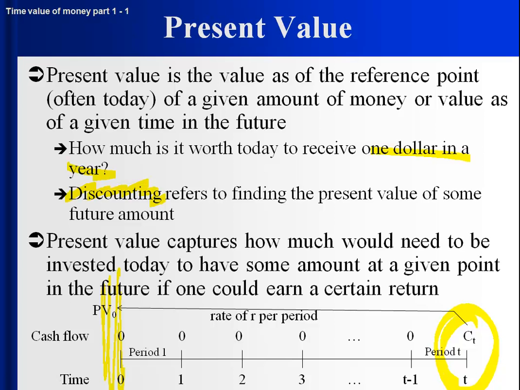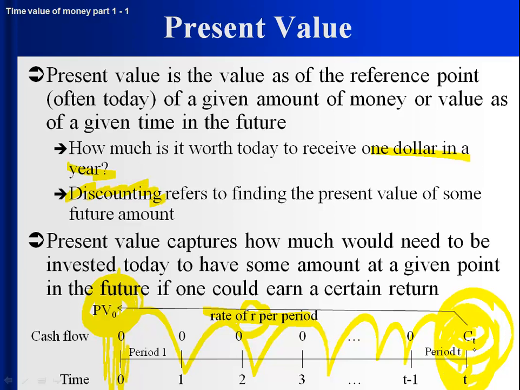The reason this at time 0 is the present value of this at time t, when the appropriate rate, and we'll learn it's called the discount rate, is r per period, is because if we had this amount of money today or at time 0 and we were able to invest it at r per period, guess how much we would have at time t? That's how much we would have at time t. So that's why PV0 at time 0 is the present value of Ct at time t.